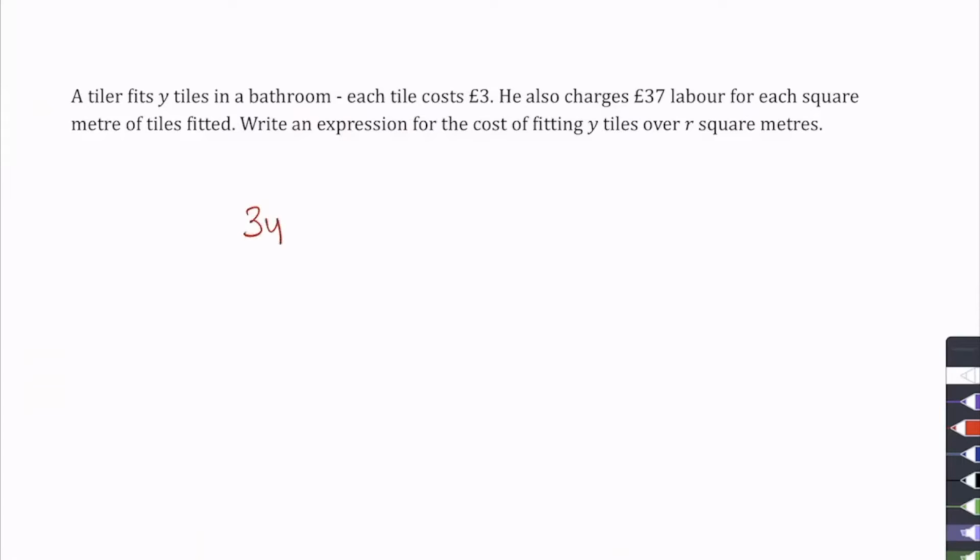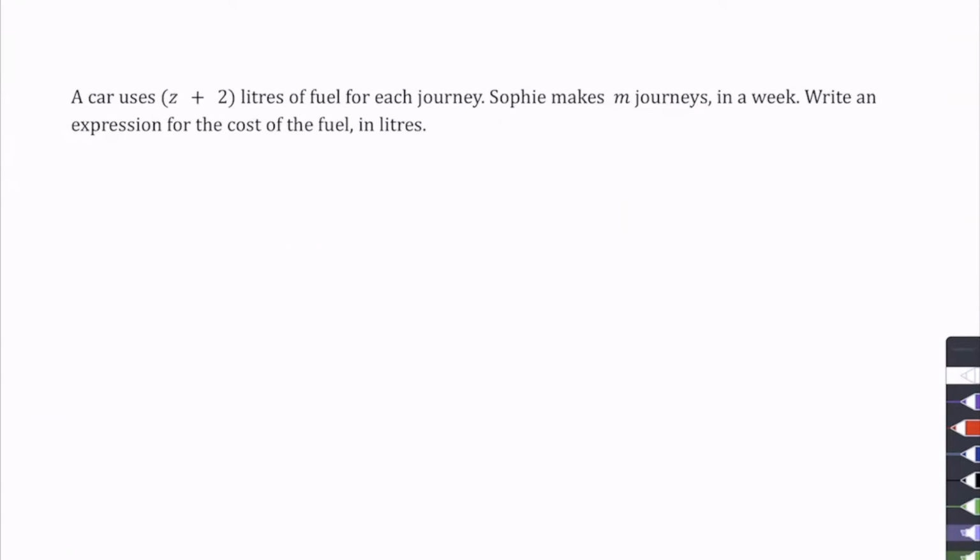So he fits 3Y tiles, because £3 times the number of tiles, plus he charges £37 labour for each square metre of tiles fitted. So if he fits, let's say, 3 square metres, he'll charge 37 times 3. 5 square metres, 37 times 5. In this case, it's R square metres, so it's 37 times R. And there we have it. Let's have a look at this one.